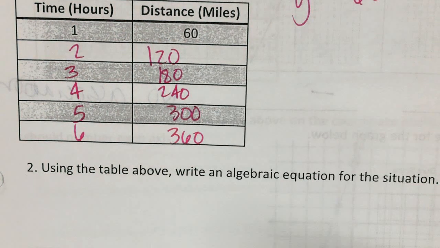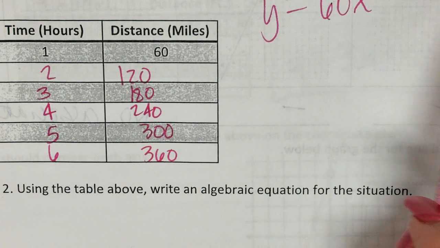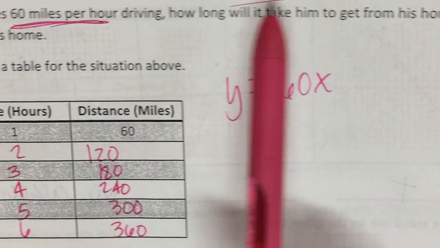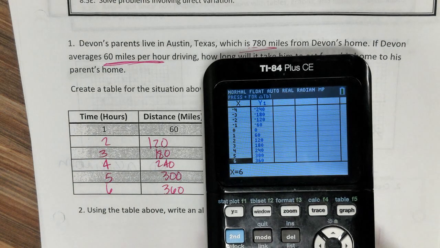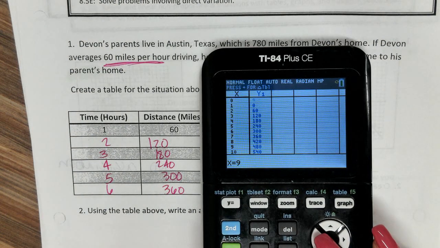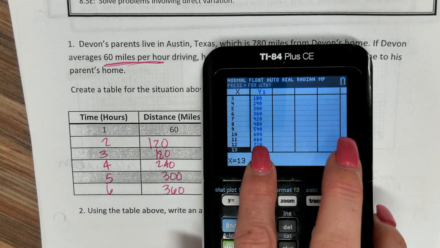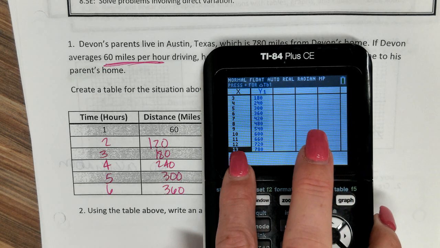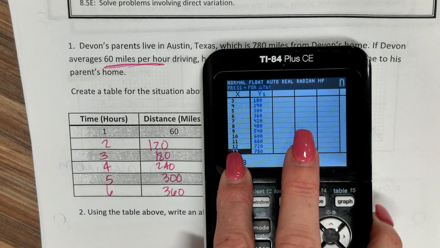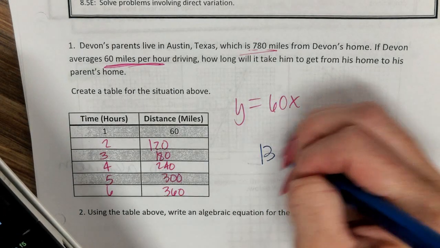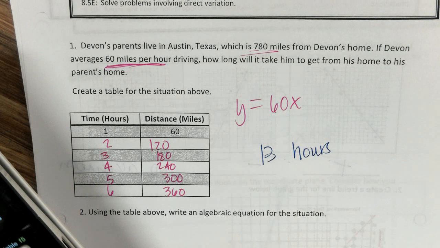But what did they ask? How long is it going to take him to get from home to his parents' house? How far away is his parents' house? 780 miles. So look, if I just keep scrolling, do you see 780? It's going to take him 13 hours. And all I did was use my table. So 13 hours.